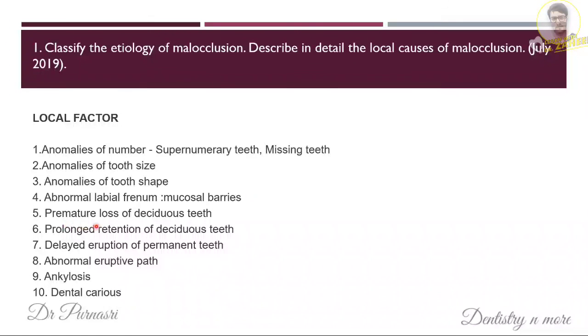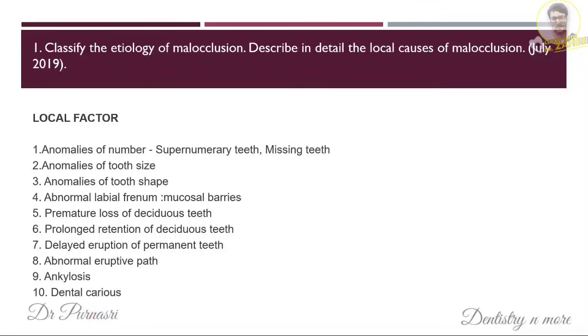And then premature loss of deciduous teeth. This can cause crowding because of the mesialization of the permanent teeth. Prolonged retention of deciduous teeth: if the deciduous teeth do not fall at the time of their proper shedding, this can cause improper position of the permanent teeth that are erupting. And then there can be abnormal eruptive path, ankylosis. Again, with ankylosis of the deciduous teeth, there won't be space for the permanent tooth bud to erupt. So this will also cause certain malocclusions. And then dental caries. Caries can also cause loss of space and then malocclusion.